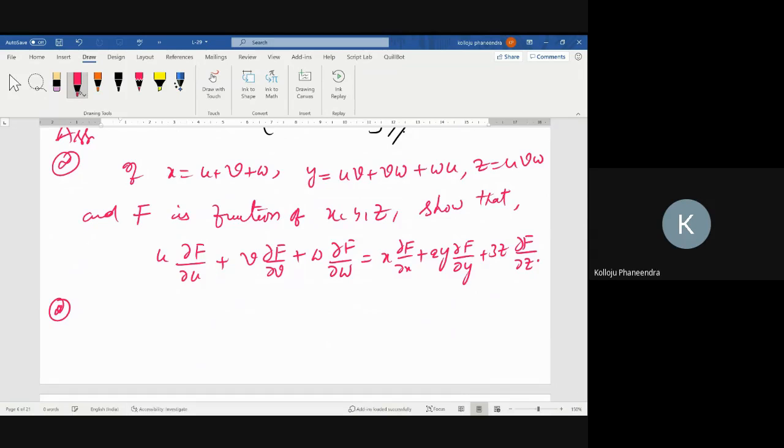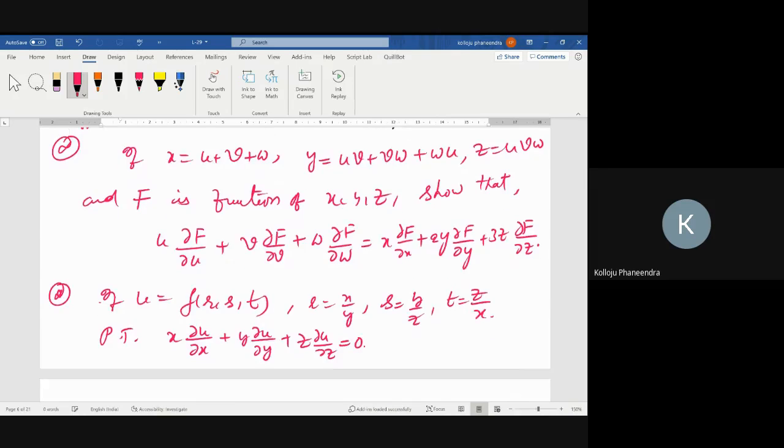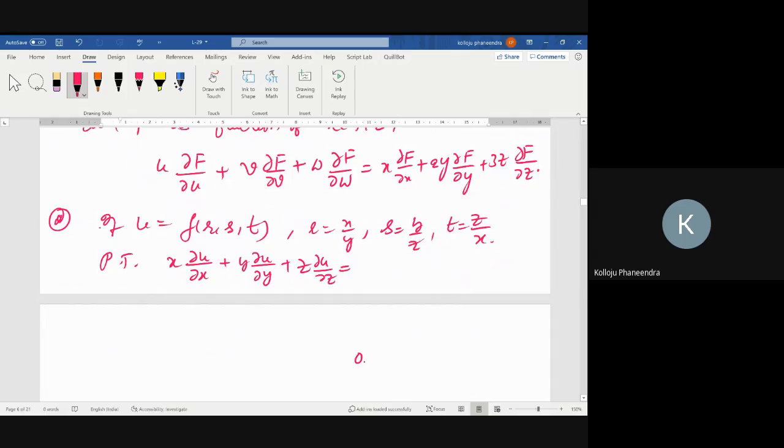If u equal to f of r comma s comma t, where r equal to x by y, s equal to y by z, t equal to z by x, prove that x into ∂u/∂x plus y into ∂u/∂y plus z into ∂u/∂z equal to 0. Next one. Yeah, you try this.